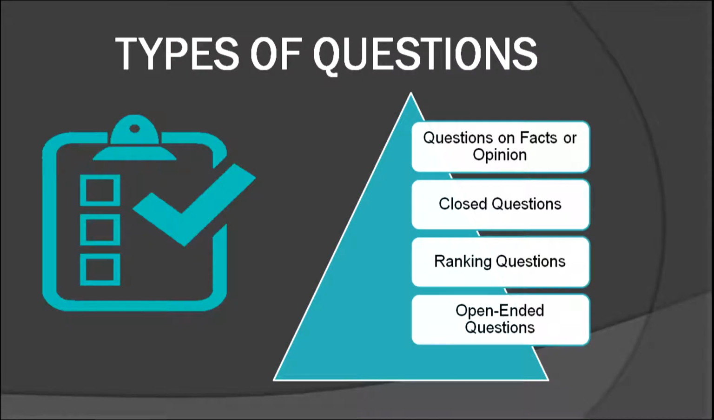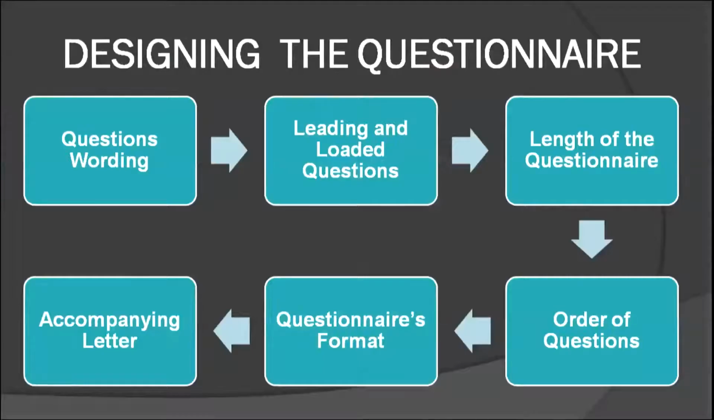A number of types of questions are also asked in a questionnaire, like questions on fact or opinion, closed questions, ranking questions, and open-ended questions. A questionnaire is a structured schedule of questions intended to be answered in writing. Questionnaires are a useful way to seek the opinion of users over a widely scattered area. The most common form is the postal questionnaire, although a questionnaire may also be given by hand or in any other form.